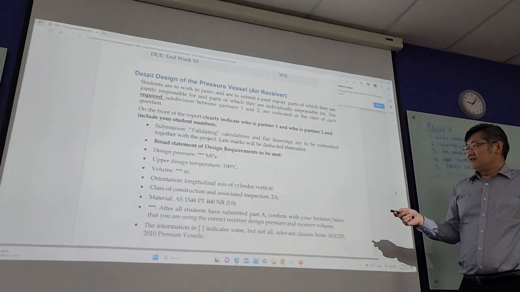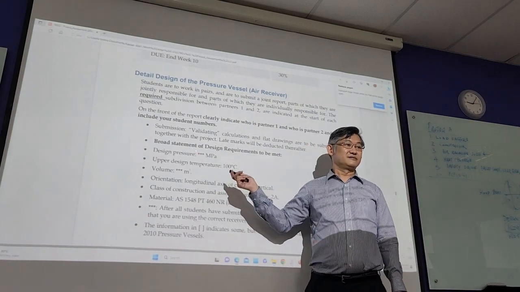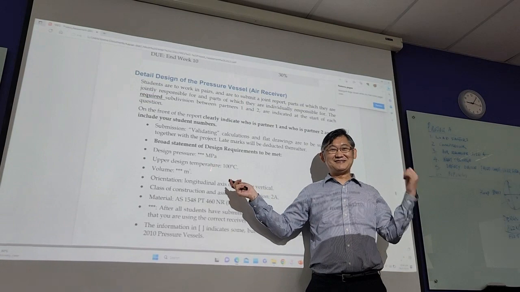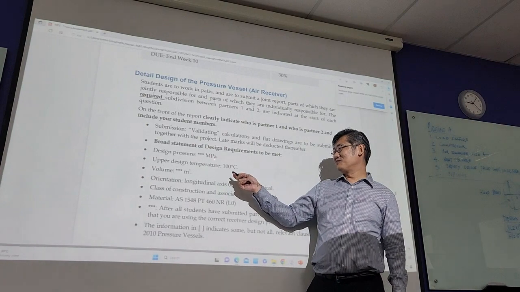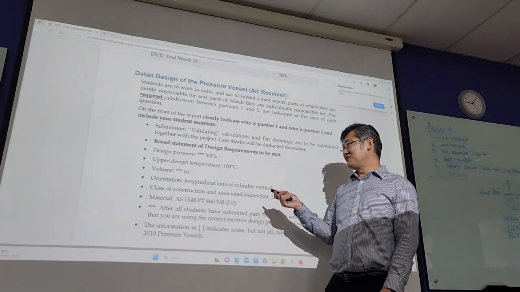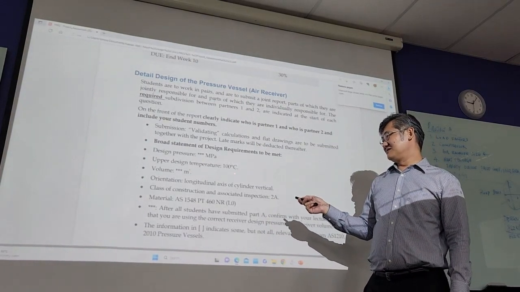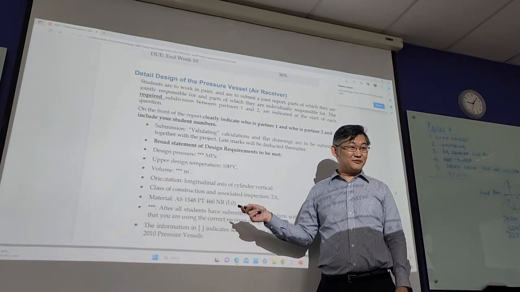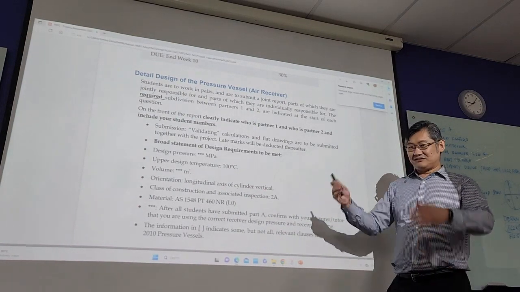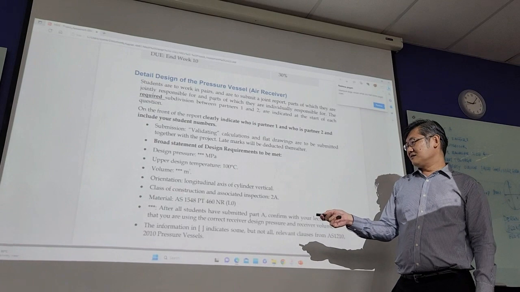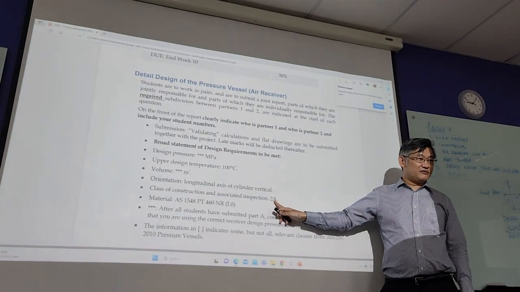So, the broad statement of design requirements to be met. Design pressure: remember what is the design pressure here? We just discussed X62 kilopascal. Although it is put here as megapascal, ours is X62 kilopascal or 0.62 megapascal. Upper design temperature is 100 degrees Celsius. Volume, you know already. Orientation: longitudinal axis of cylinder vertical, as in the picture I showed you. Class of construction and associated inspection is shown here as 2A. Very important, later we will see why 2A is important.